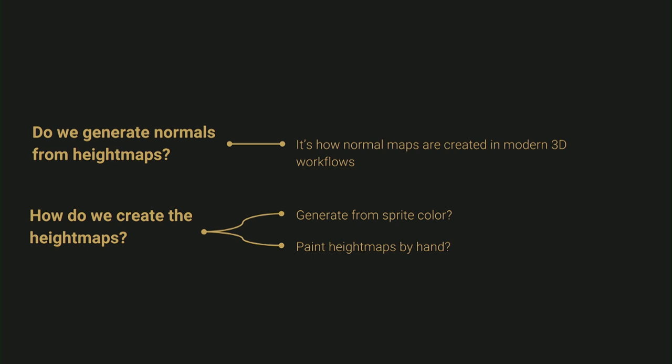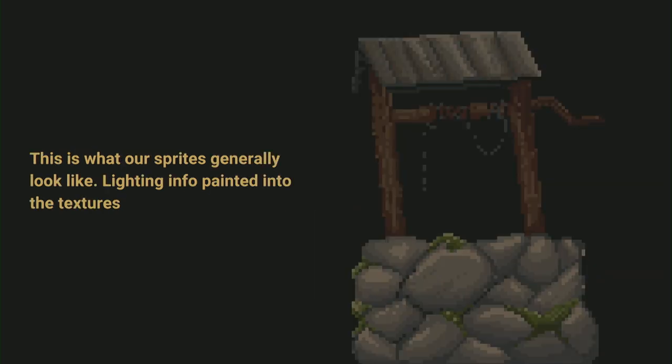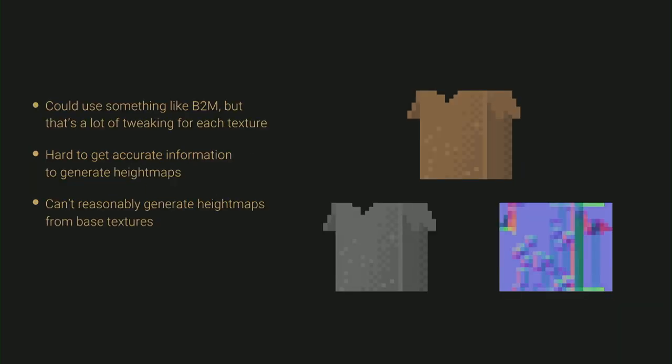The first approach we tried was generating normal maps from height maps. And so that's how 3D workflows normally work. So this is something we decided to look into. But then if we do that, then how do we create the height maps? Well, for reference, this is what our sprites generally look like. This is just the base color texture, and you can see it's got already occlusion, specular highlights, and other lighting information painted in. So we could use programs like Bitmap2Material or other similar programs to convert these color textures to height maps, as is sometimes done in 3D workflows.